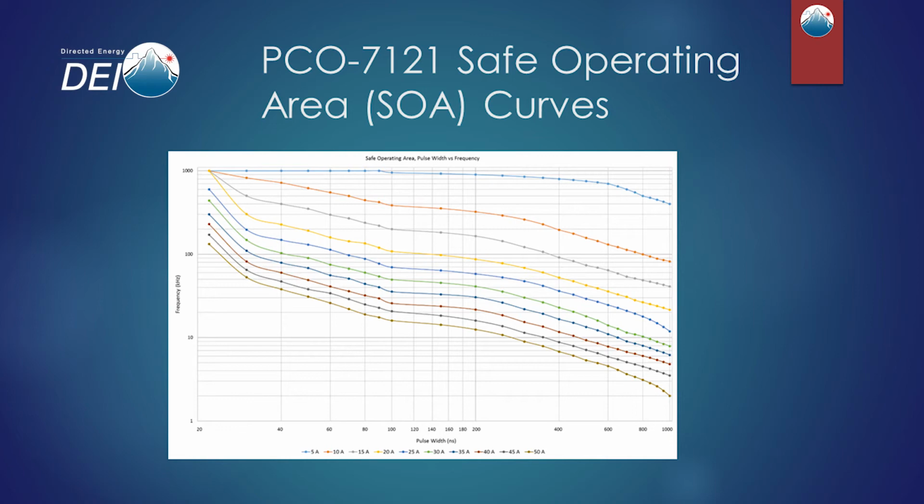So keep in mind, you can operate within those limitations on the data sheet. However, certain combinations are above the SOA and must not be used. Everything below the lines works just fine.